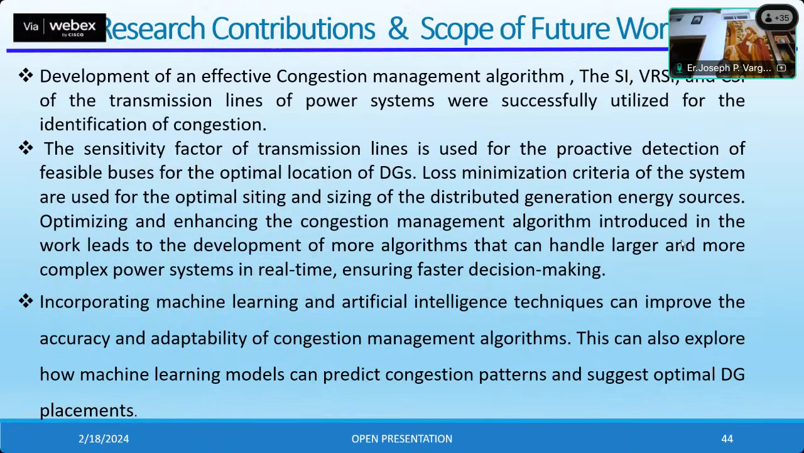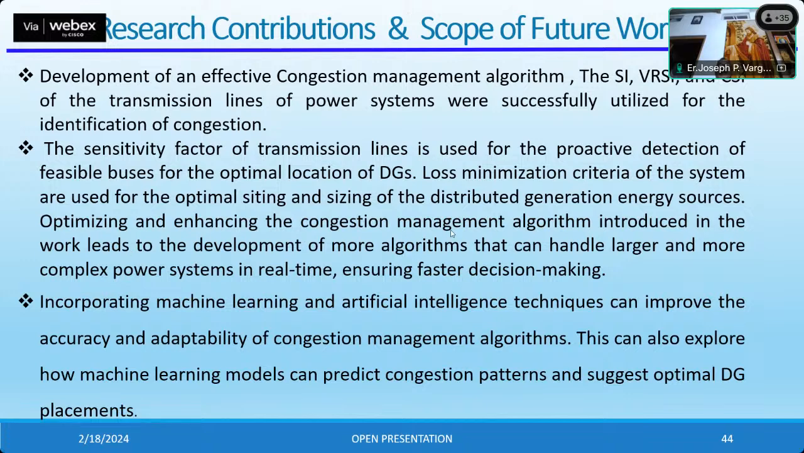The contributions and scope of the future work: we have developed an algorithm for effective congestion management. In the transmission lines of the power system, the severity index and the sensitivity factor have been utilized very effectively for the identification of congestion and placement of DGs. The sensitivity factor of transmission line is used for the proactive determination of feasible buses for the optimal location of DGs. Loss minimization criteria are used for the optimal siting and sizing of the distributed generation energy sources.